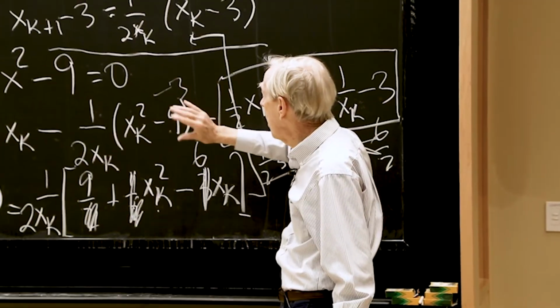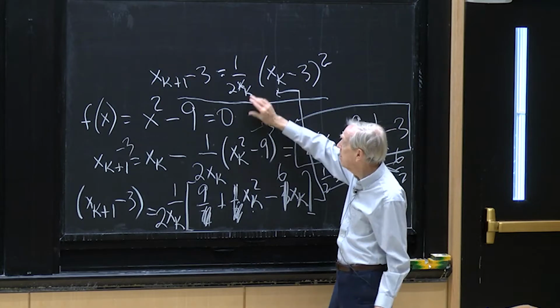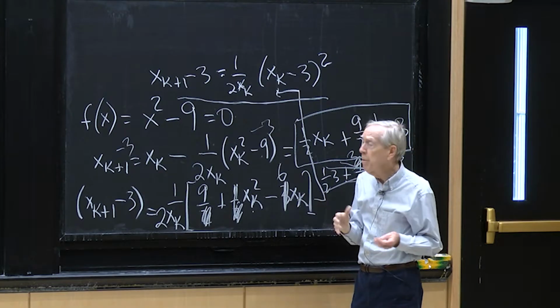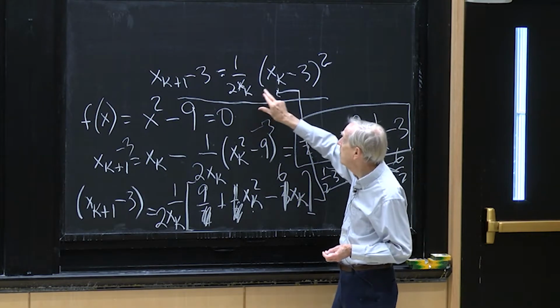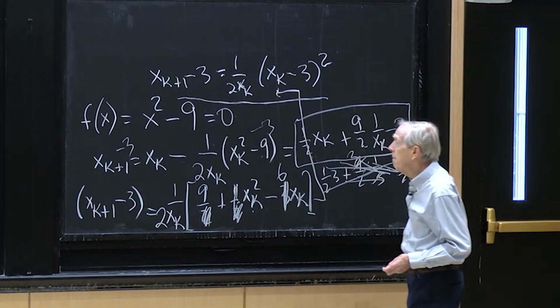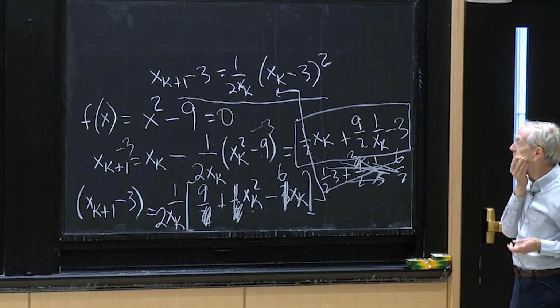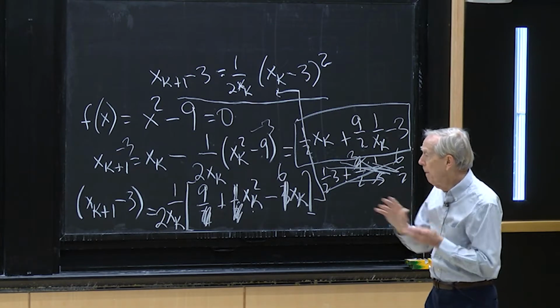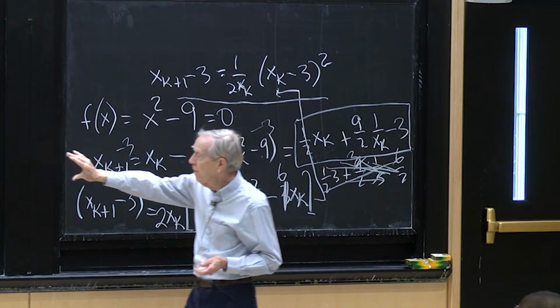If it's close enough, you see that it has to be close. If x0 is pretty near 3, then this is about 1/6 of that, and there'll be a good region of attraction in this case. Okay, so that's Newton's method for equations.